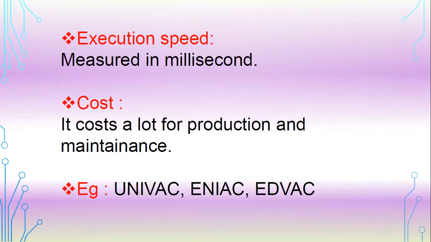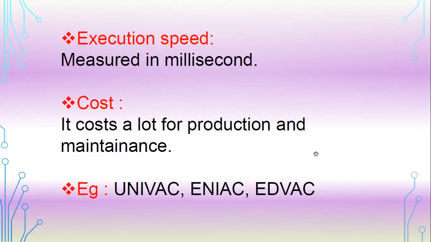Okay, when we consider its execution speed, it was measured in milliseconds, and it cost a lot to produce and had a high maintenance cost. Examples of these computers are Univac, Eniac, and Edvac. So these are the main points regarding first generation computers.